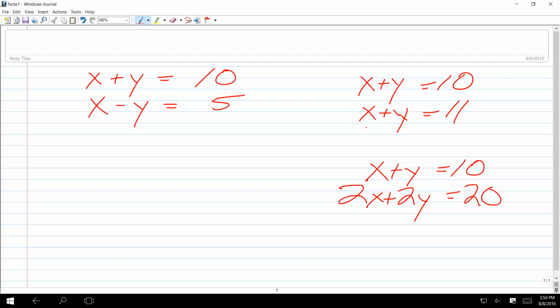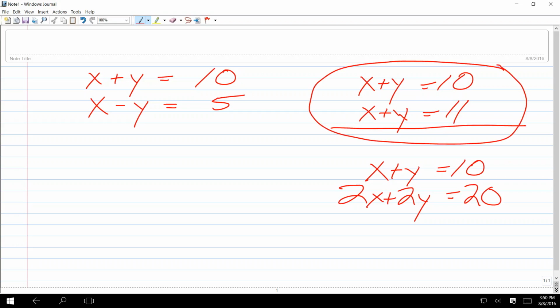Now let's take a couple of other situations. Let's take this situation over here, where I say in one case x plus y equals 10, and in another case x plus y equals 11. So how would you solve that? What happens if you subtract one equation from the other?